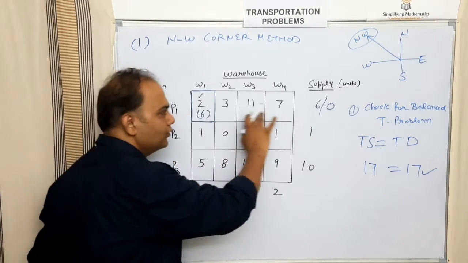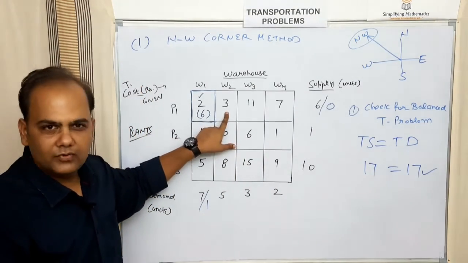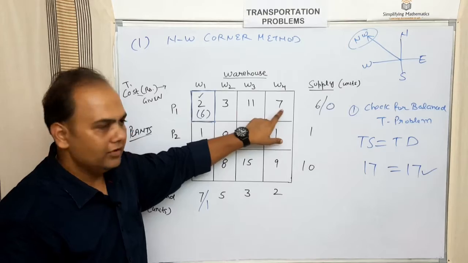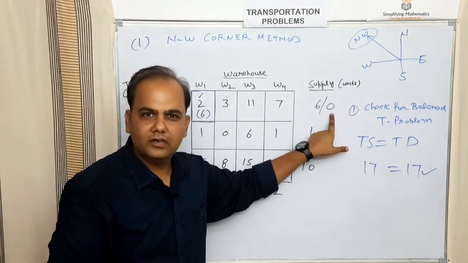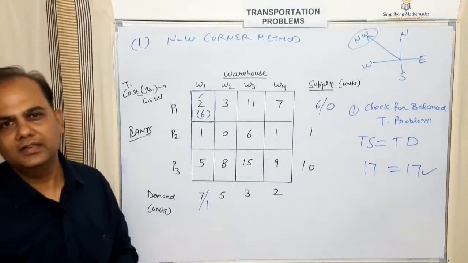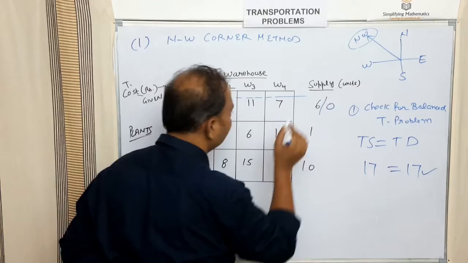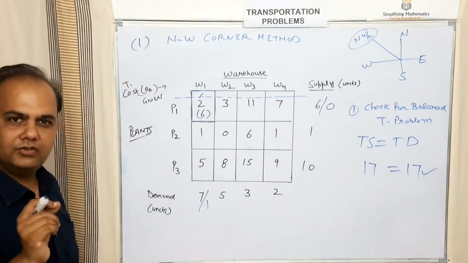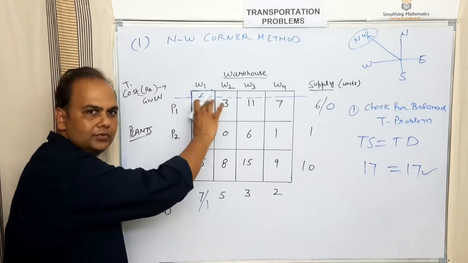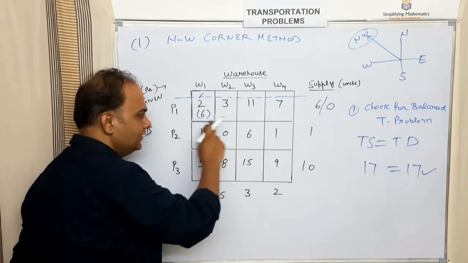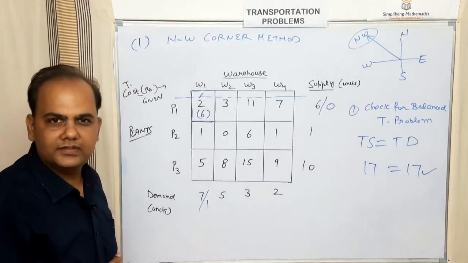So this means that now no other allocation can be made here. We cannot allocate any units in this cell, in this cell or in this cell, because the constraint of 6 units has been satisfied. So you simply cross it out. Now ignore this row, because this row is finished. Now you are left with this cell. Again repeat the same procedure: look for the northwest cell.